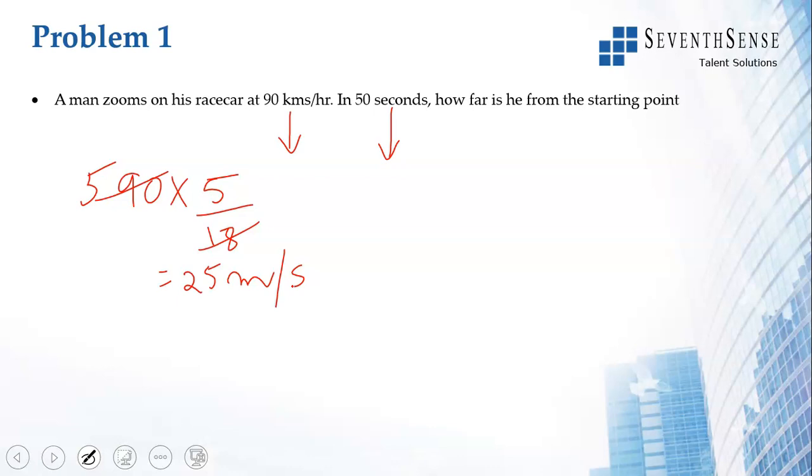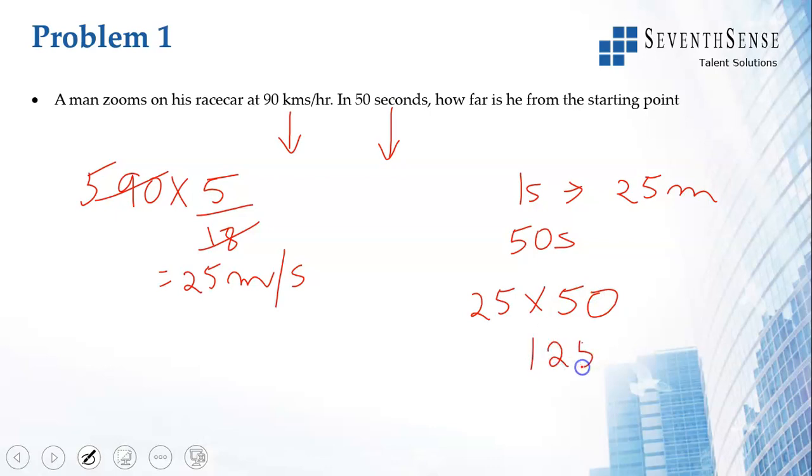In 50 seconds. So in 1 second, he is covering 25 meters. Correct? That is the meaning of meters per second, 25 meters per second. In 50 seconds, what is he covering? He covers 25 into 50. That is 1250 meters.